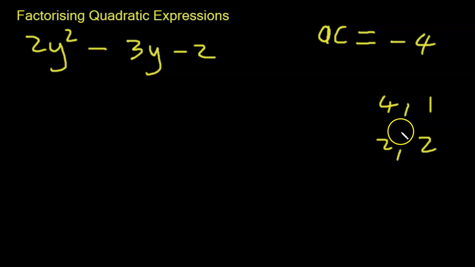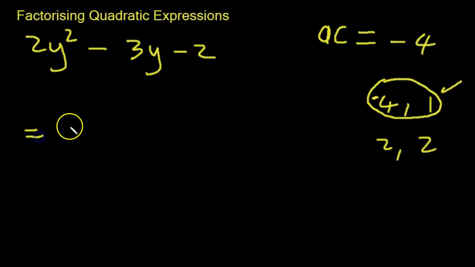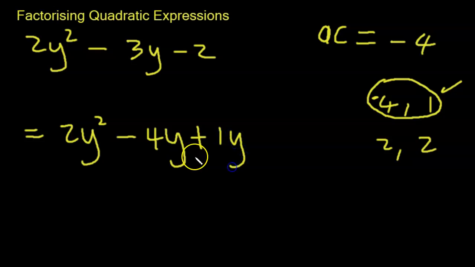So which of these pair numbers add to give or subtract to give negative 3? Obviously this pair. It's a matter of deciding which one the negative goes on. You need negative 3y, so the negative will go on the bigger one, right? Minus 4. So when you add minus 4 plus 1, you get negative 3. And when you multiply minus 4 times 1, you get negative 4. So that satisfies the conditions you want. So you rewrite the middle term, negative 3y, as minus 4y plus 1y. Negative 4 plus 1, that's negative 3, right? And then put back the minus 2.